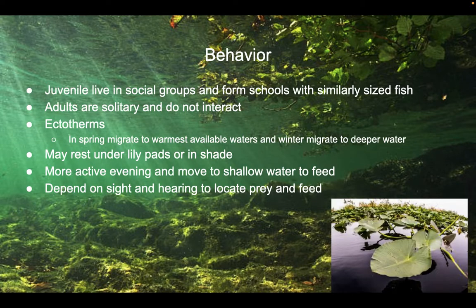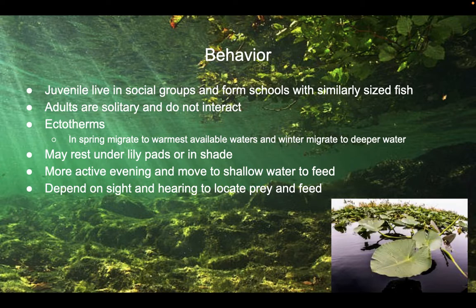Behavior-wise, largemouth bass tend to live solitary, don't live with others, and they just don't interact. But when they're young, they live in social groups and form schools with similarly sized fish. They are ectotherms as well, so that means their body heat is acquired from the environment. In the spring, they'll migrate to the warmest available waters, and in winter, they migrate to deeper waters, just trying to maintain relative body temperature.